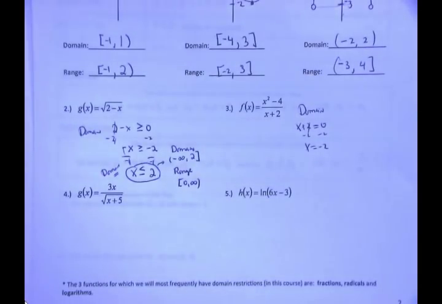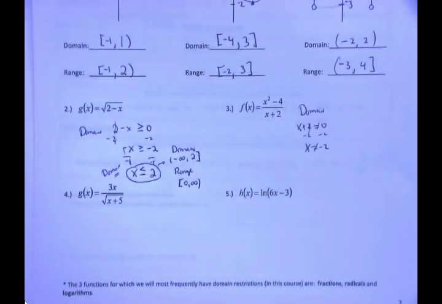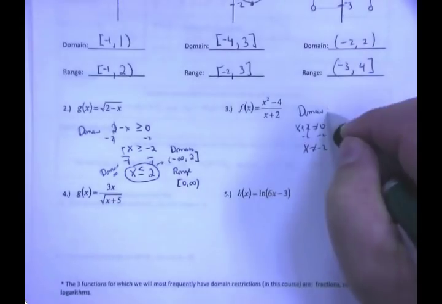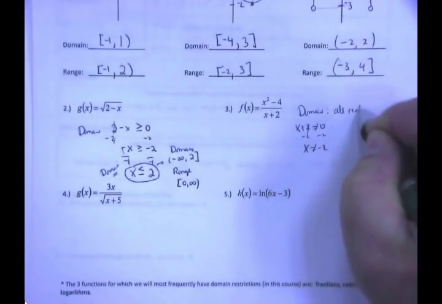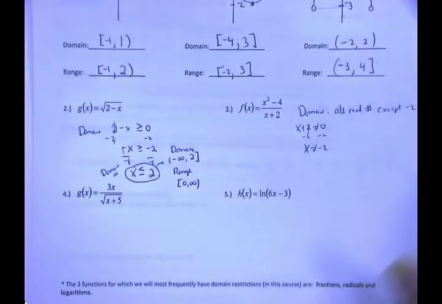Does that make sense? So what's the domain? Well, basically I'm telling you this. The one number I can't have in the domain is negative 2. So my domain is all real numbers except negative 2. And you can write that out in English: all real numbers except negative 2.